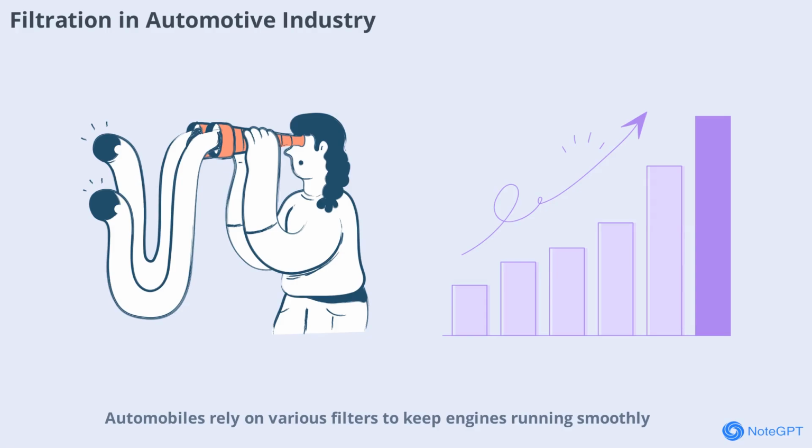Automobiles rely on various filters to keep engines running smoothly. Oil filters remove contaminants from engine oil, while air filters prevent dust and debris from entering the engine. These filtration systems help extend engine life and improve vehicle performance.